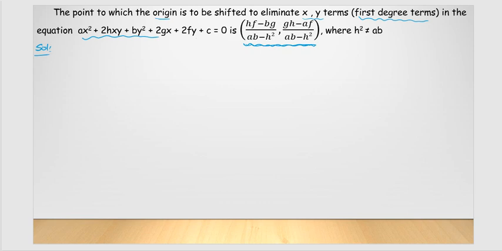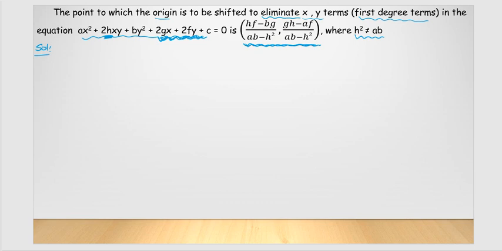In this equation, we need to remove the x term and y term, which are nothing but first degree terms. To eliminate these terms, I need to shift the origin to this particular point, and here the condition is h square not equal to ab, which we need to follow, right? Now we are going to prove this. Already in the question we have h, so we cannot take the shifted origin point as h comma k.